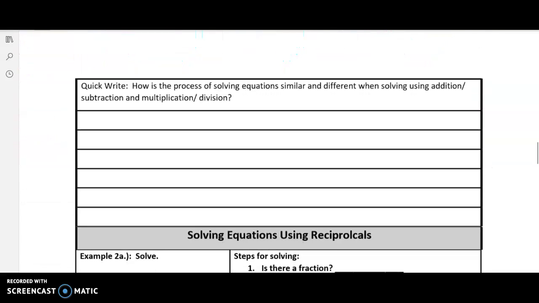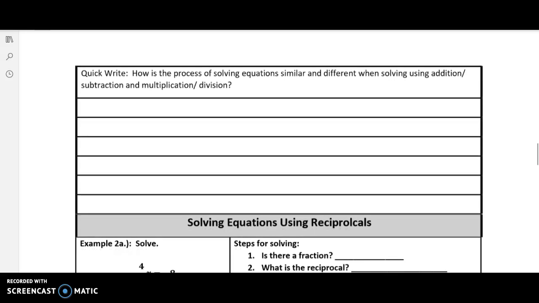I want you to pause the video now, and I want you to do the quick write, which is asking you, how is the process of solving equations similar and different when using addition and subtraction and multiplication and division? So how was last class similar to this class? When you're done, press play and continue the video.